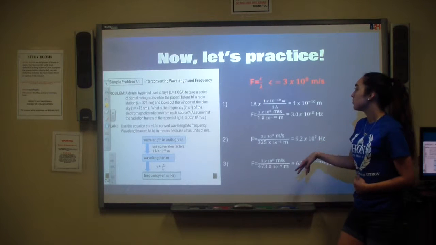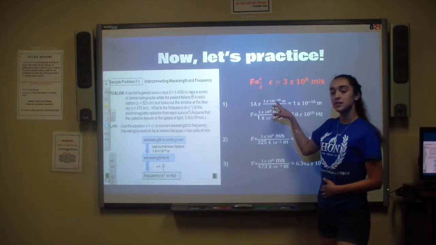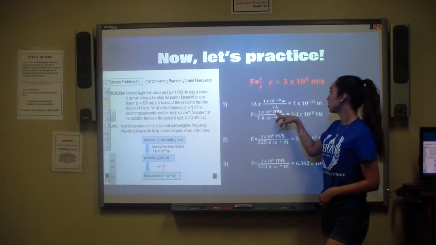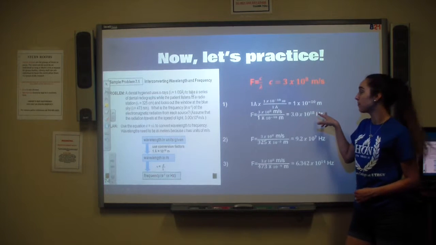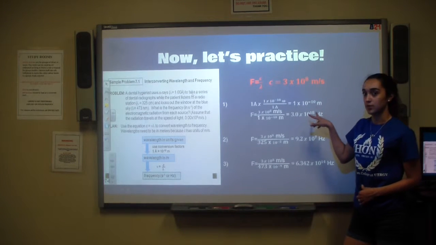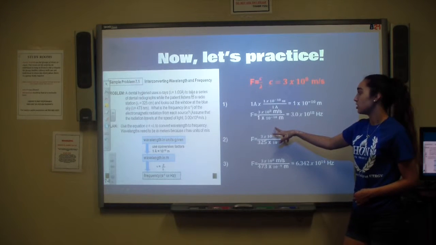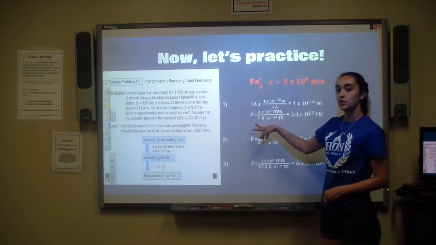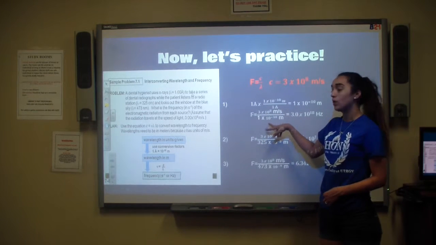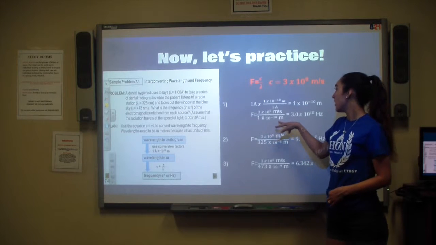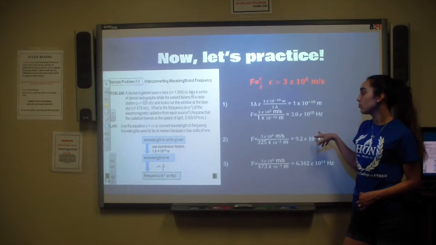So what we do is we have 1 angstrom times 1 times 10 to the negative 10 meters over 1 angstrom. That way we get 1 times 10 to the negative 10 meters for the wavelength of X-rays. Since we have our wavelength, we can now plug it into the equation, and we find that frequency is equal to the speed of light, which is 3 times 10 to the 8 meters per second, over 1 times 10 to the negative 10 meters. And that gives us a frequency of 3 times 10 to the 18 hertz.